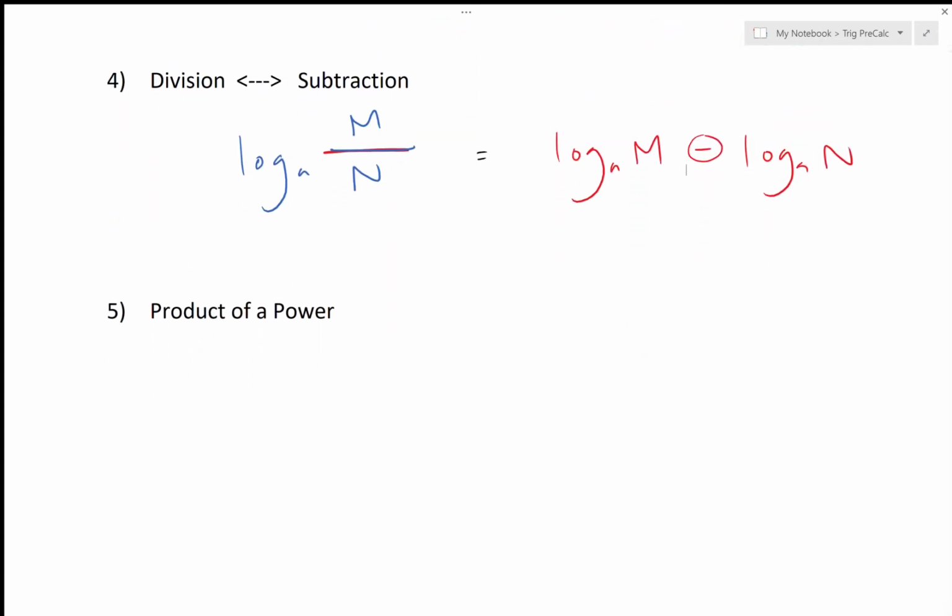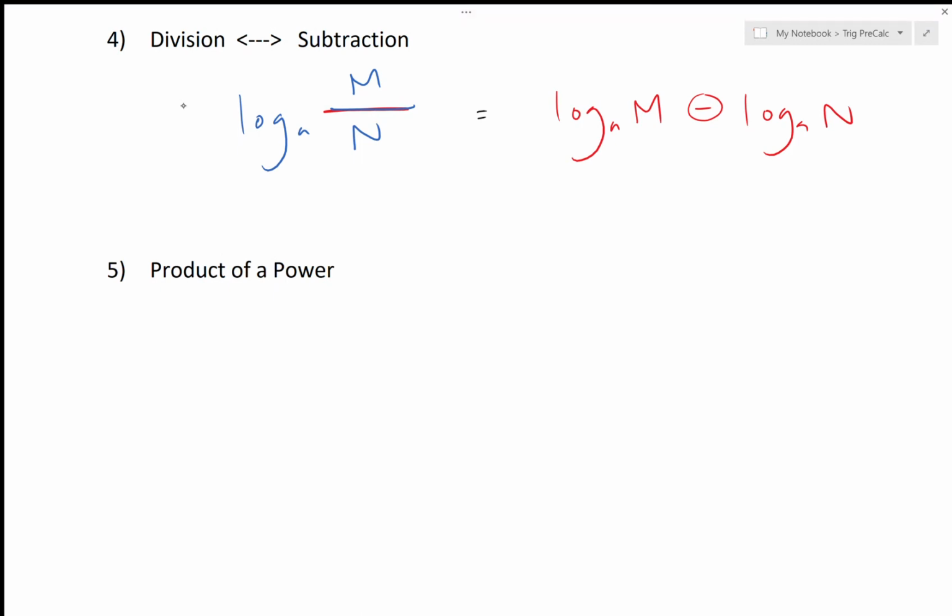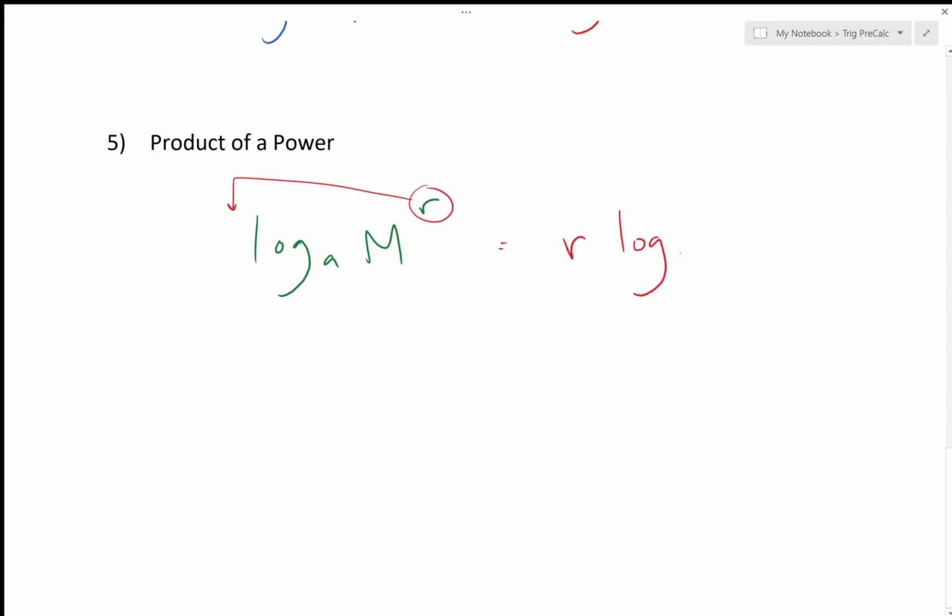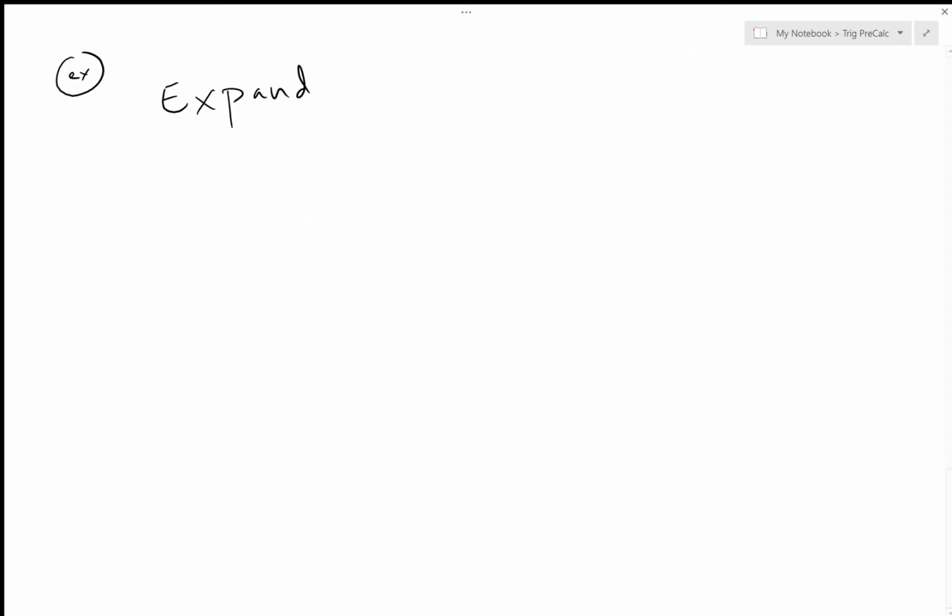We also have the power rule. I've referred to this in the past as the traveling exponent. So if I have log base A of m to the r power, that exponent is allowed to travel to the front of the log, and it would look like this: r times the log base A of m. See how that r exponent traveled to the front? So let's apply these to some examples. The first couple we'll do will be expanding problems, so let's go ahead and expand, aka make bigger.